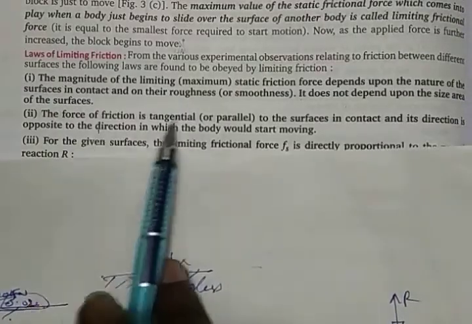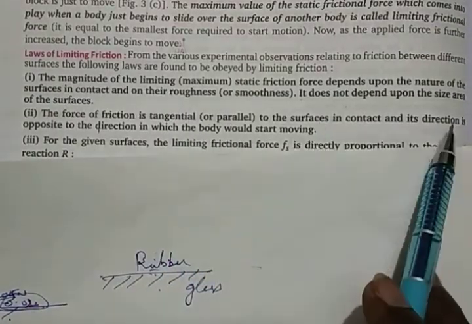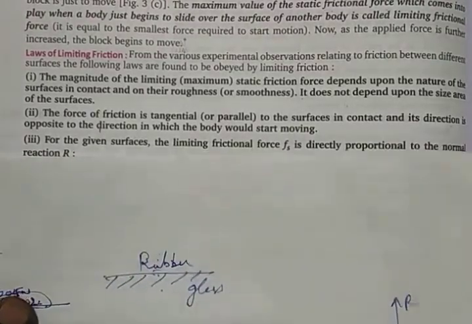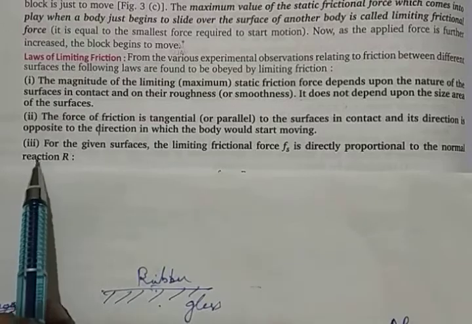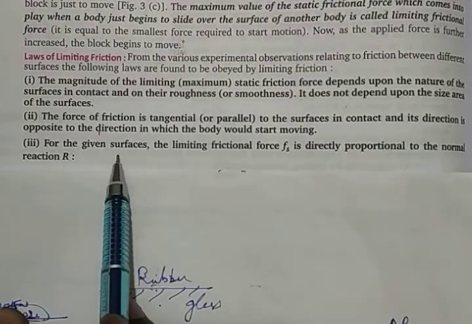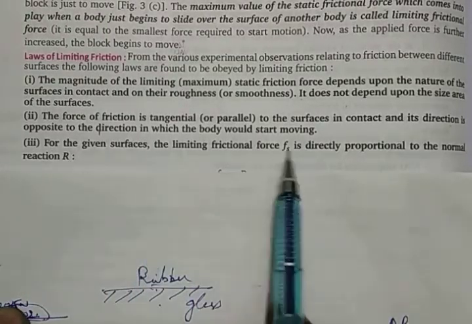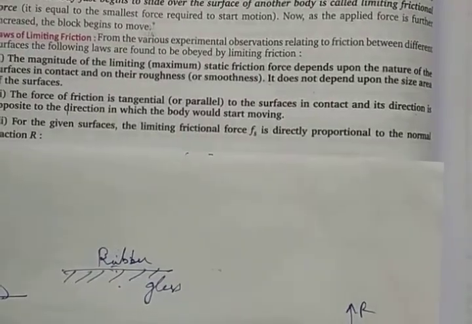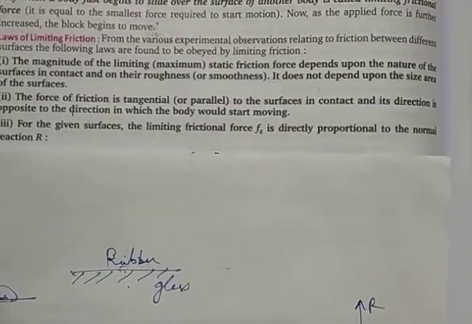So it is tangential to the surface of contact and its direction is opposite to the direction in which the body would start moving. Third point, for the given surface, the limiting friction value is directly proportional to the normal reaction. The limiting frictional force is directly proportional to the normal reaction. What does it mean by that?